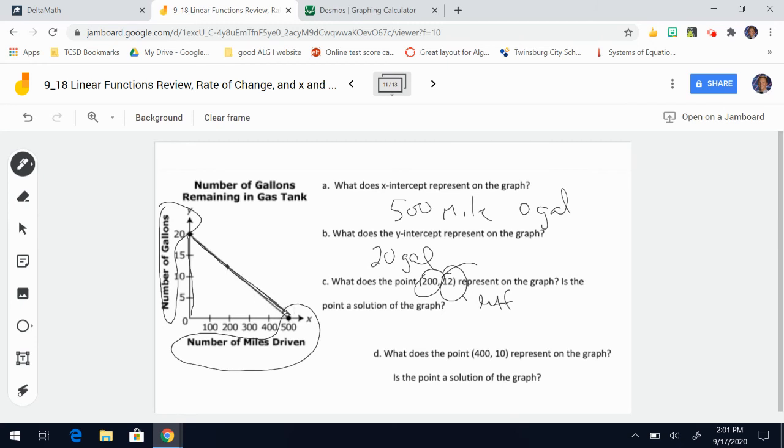You can see it's right there on that constant rate of change because this is a linear function. What does point (400, 10) mean? 400's here, 10 is up here. Does that make sense? Is that on our graph? No. We actually have less fuel than that. We are down to about 5 gallons, all right? So we're about 5 gallons high for that. So does that make sense? No, it does not. And this one did because it was on that line.